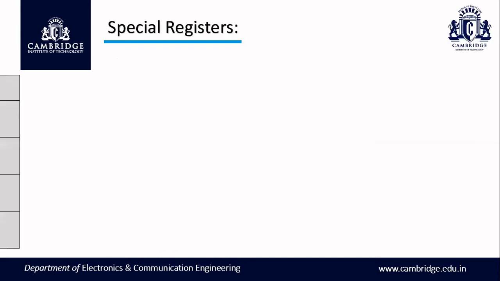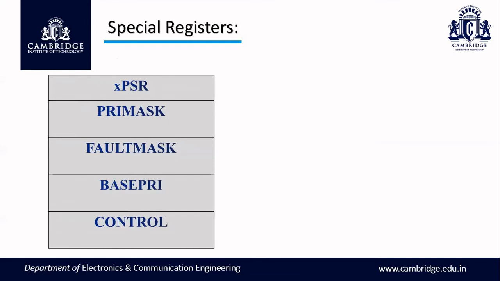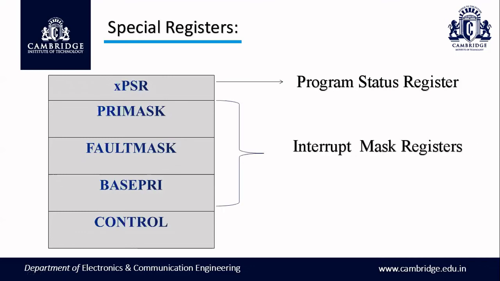Next, coming to the special registers, you have 5 special registers, as I already told you. The first one is the program status register. Here we have written it as XPSR because in this PSR we have 3 categories. We have 3 types of PSRs. So we have written it here as XPSR, program status register, and the next 3 are meant for interrupts, which we call the interrupt mask register, and lastly you have the control register.